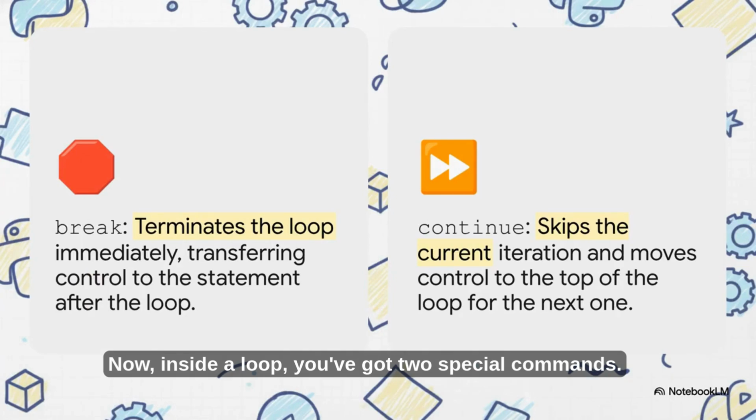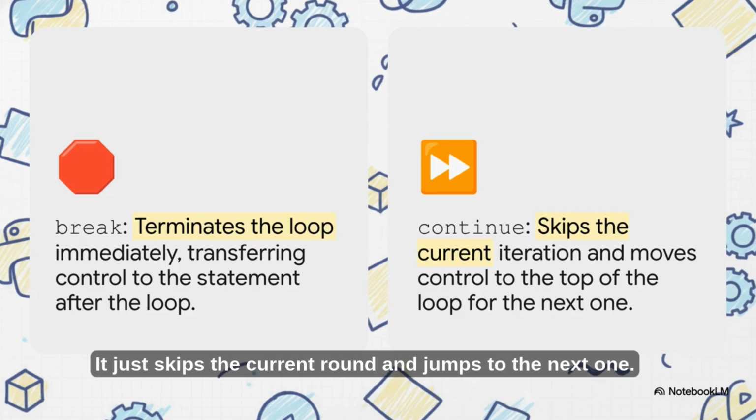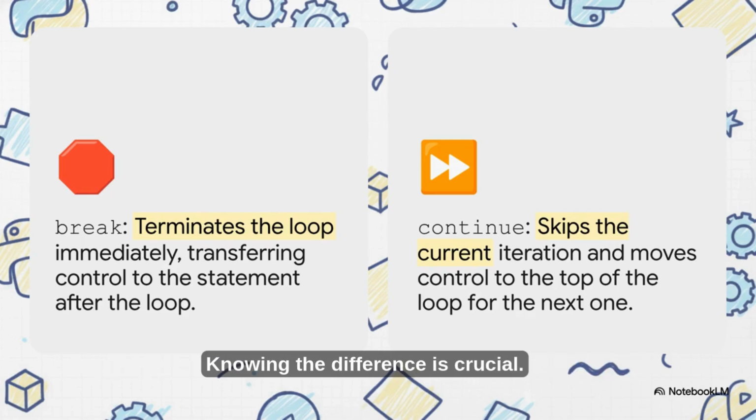Now, inside a loop, you've got two special commands. Think of break as the emergency exit. It just kills the loop instantly and moves on. Then you have continue, which is like hitting the skip button on a song. It just skips the current round and jumps to the next one. Knowing the difference is crucial.